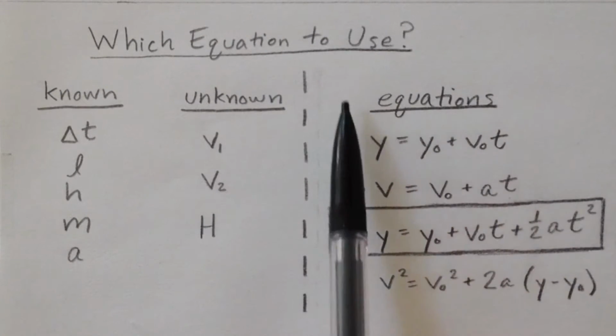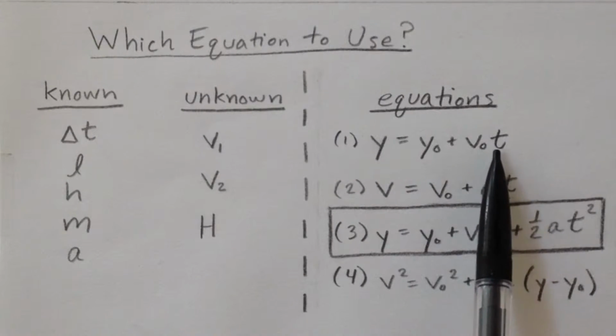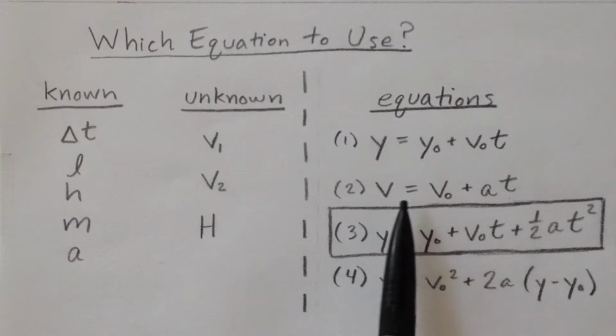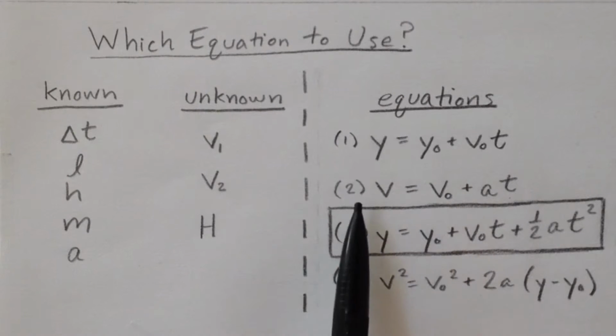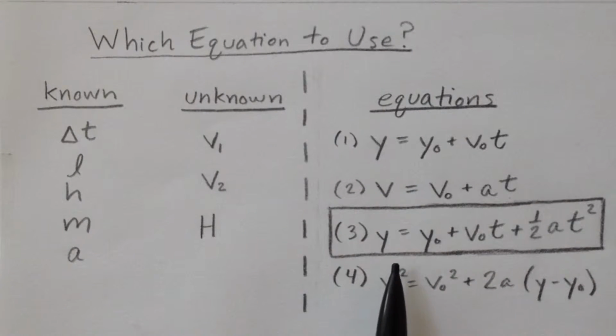If we look at our equations here, we can eliminate using the first equation because the flower pot is accelerating. We can eliminate using the second equation because we have two unknowns, the velocity of the flower pot at the top of the window and the velocity of the flower pot at the bottom of the window. And for the same reason, we can eliminate using this fourth equation here.